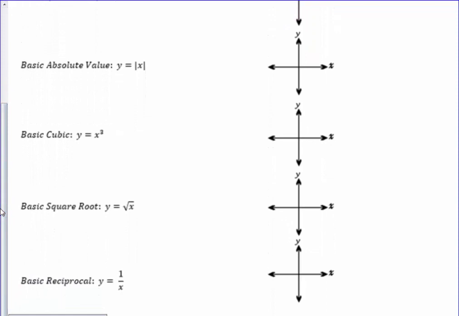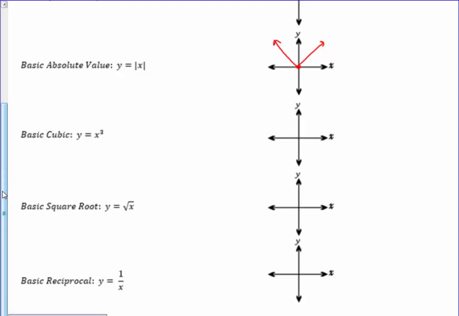The next basic shape is the absolute value function. Absolute value, you have the vertical bars around the x in this example. It's a V shape, so we'd have a point at the origin. We would bisect the first quadrant and the second quadrant.